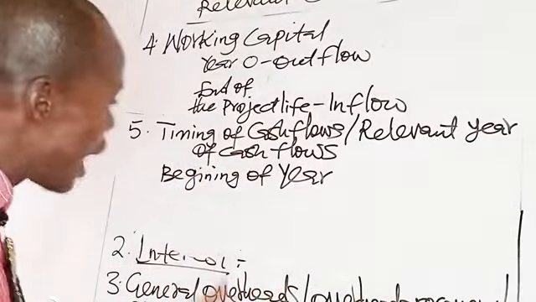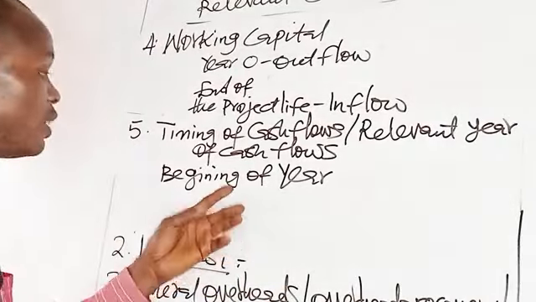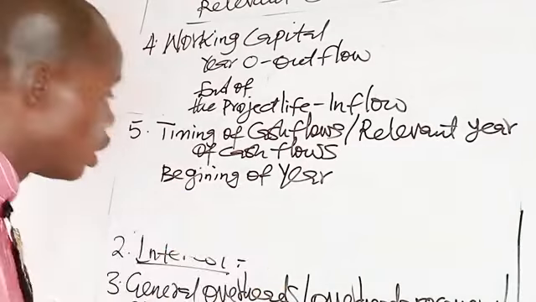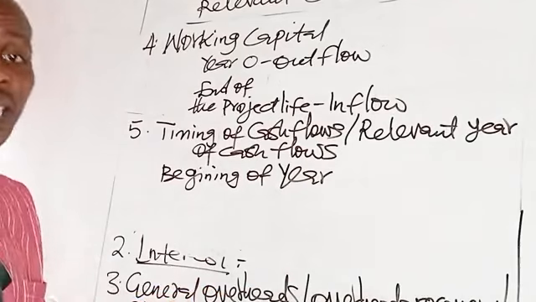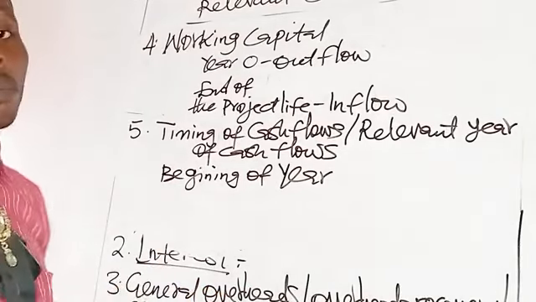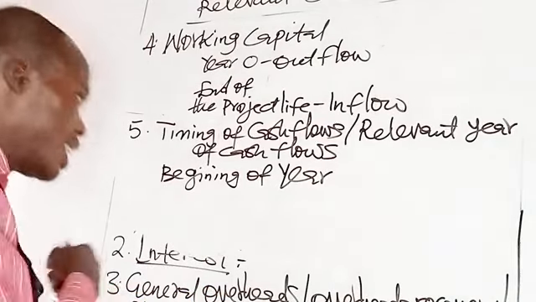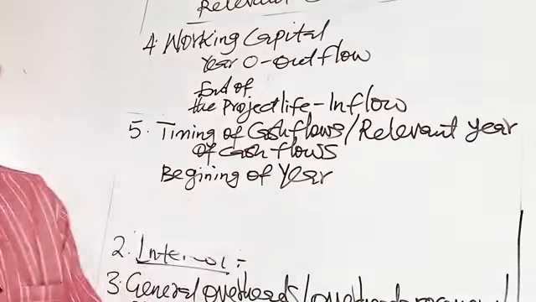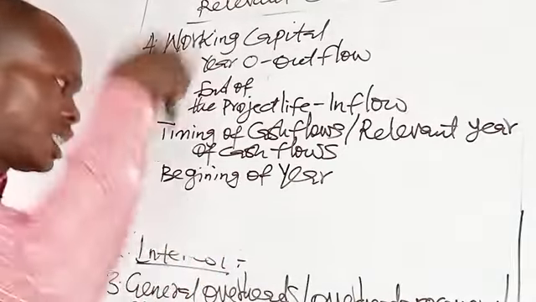If the cash flow arises at the beginning of year two, you are going to use that cash flow in year one. If it arises at the beginning of year one, then it will be used in year zero. If the cash flow arises at the beginning of year four, then you use it in year three. Cash flow that arises at the beginning of the year should be used in the immediate preceding year.